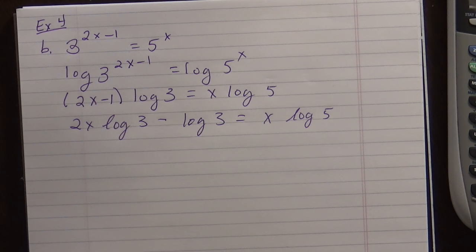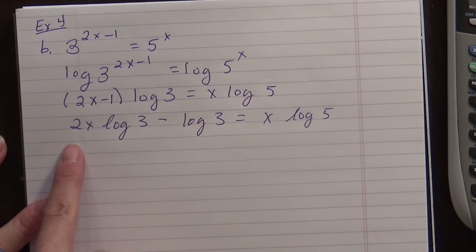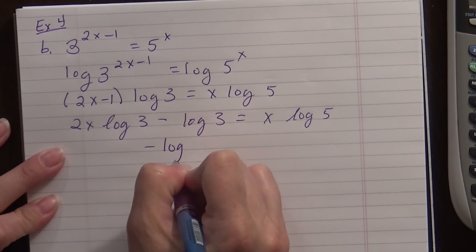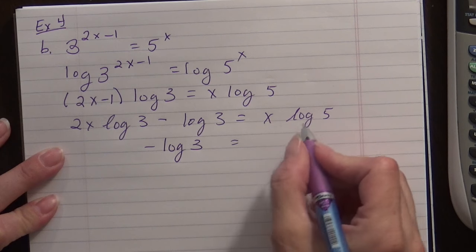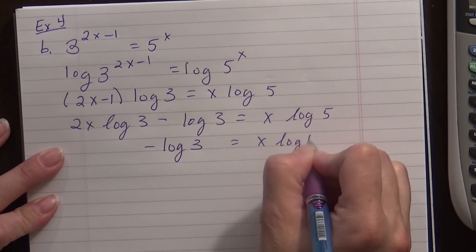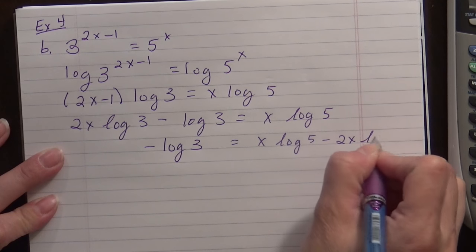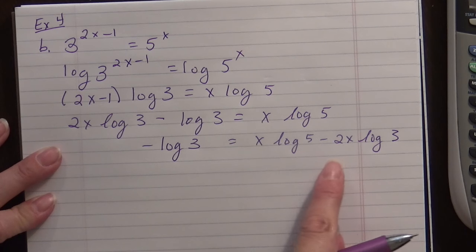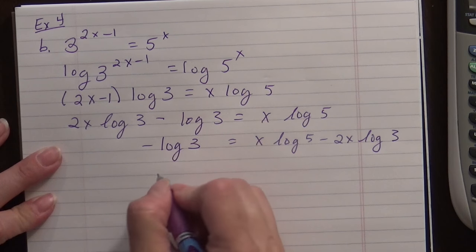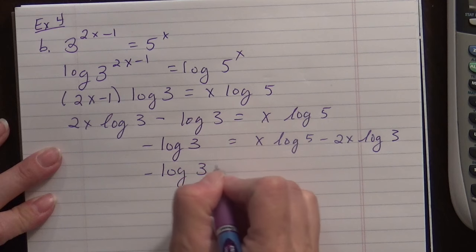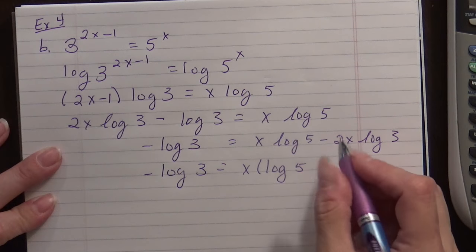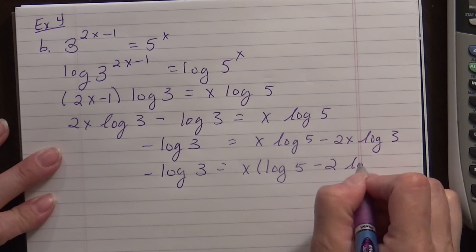And now if we get all of our terms together, all of the terms that have x need to be together. So I'm going to subtract my 2x log 3 from both sides. That'll give me negative log 3 from here equals my x log 5 minus 2x times log 3. And now I can factor, like we did before, we can factor x out on the right side. So negative log 3 equals x times log 5 minus 2 times log 3.